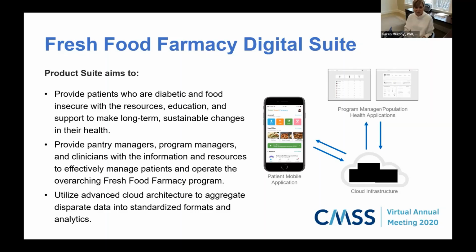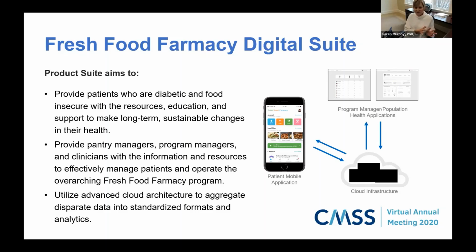The patient enters the Fresh Food Pharmacy, and we begin with diet counseling. It's a physical location. We begin with diet counseling, health coaches, and really provide food recipes, cooking lessons, provide food to those that are food insecure and are diabetic. And we've had amazing results.